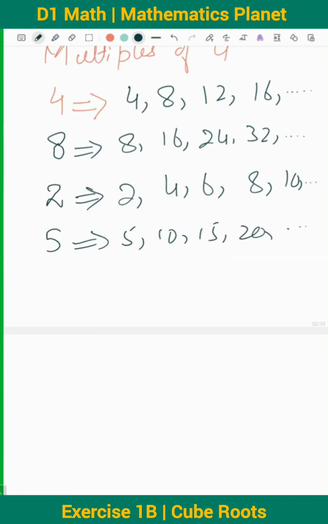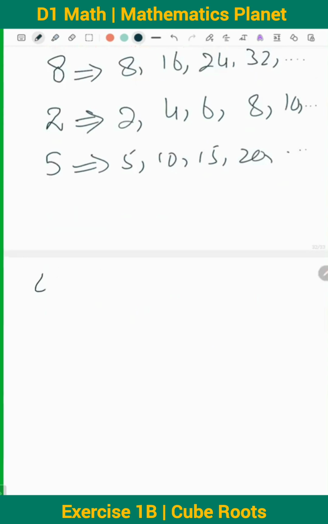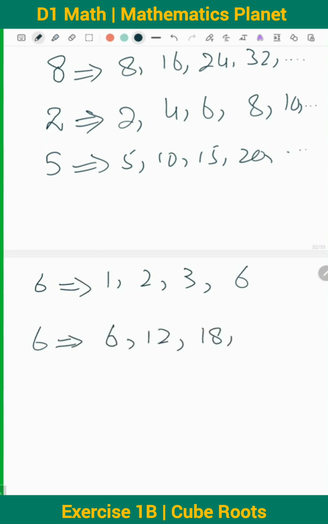Okay. For example, I have the number 6. So what are the factors of 6? 1, 2, 3 and 6. And what are the multiples of 6? 6, 12, 18, 24, 30, 36.